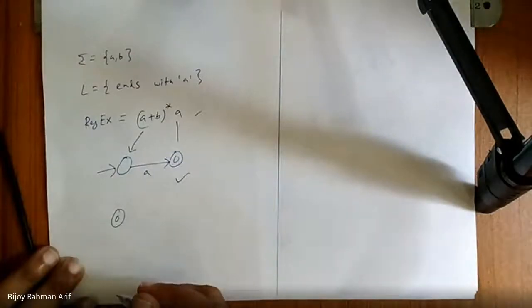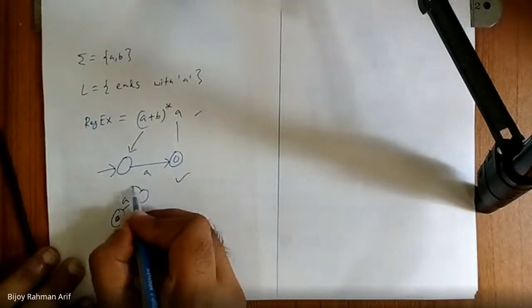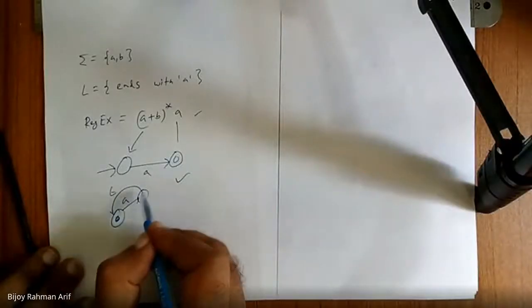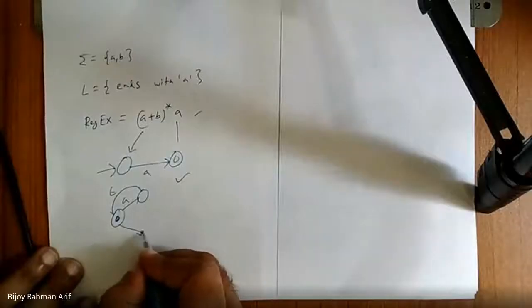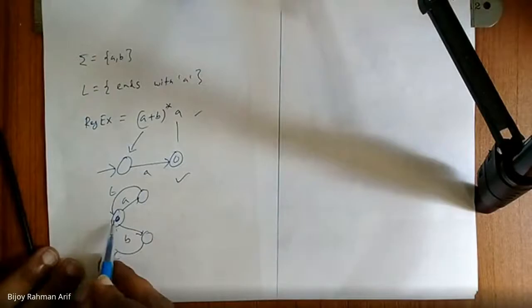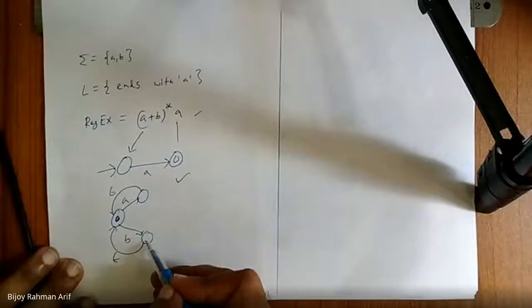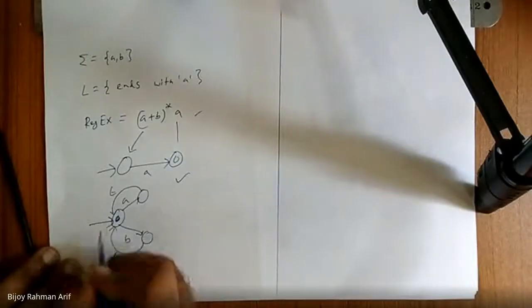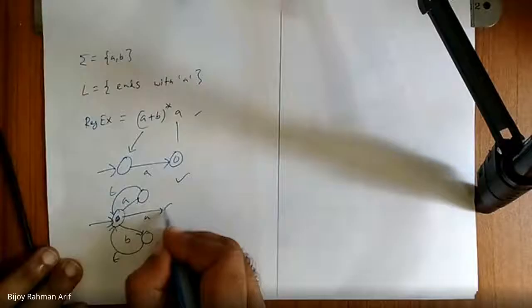This is the start state. From here, seeing A, I'm going here. Then using an epsilon move, I'm coming back. So then I can create A star: A, 2A, 3A, 4A, 5A. Same way with B, then moving back with epsilon, I can create B star: epsilon, 1B, 2B, 3B, 4B, 5B, and so on. So this is the start state. Then seeing A, I'm going to the final state. So this is the solution.